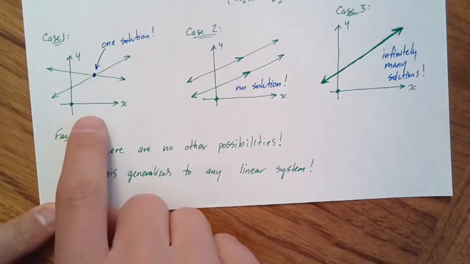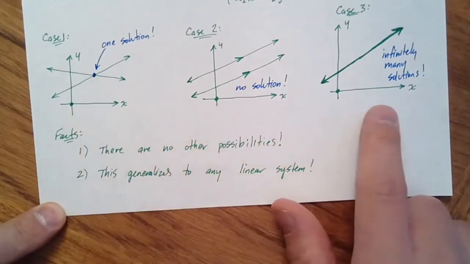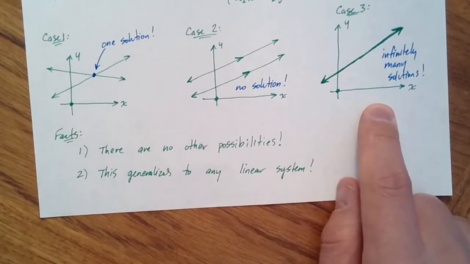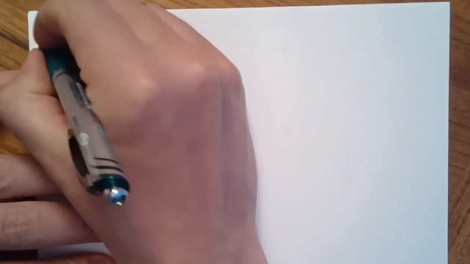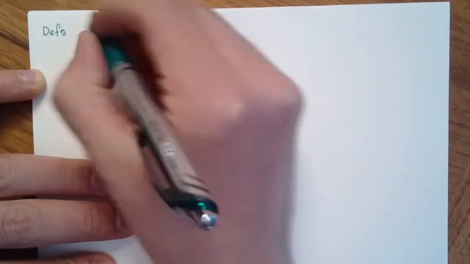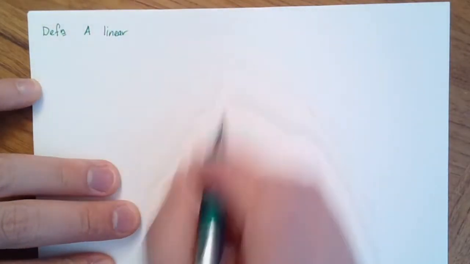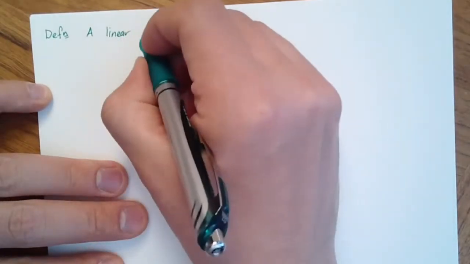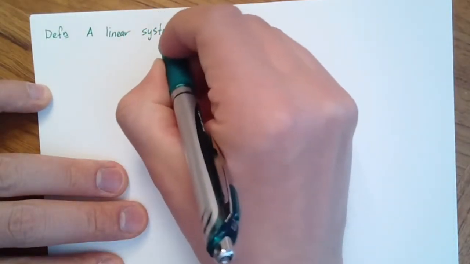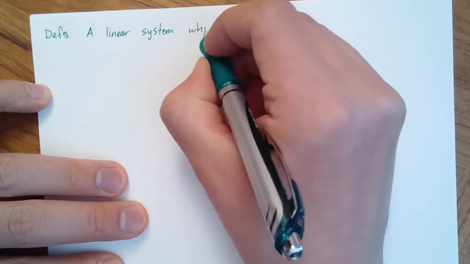And systems that fall into either the first case or the third case over here, they have at least one solution. And we have a name for systems like that. So that's the next definition. A linear system which has at least one solution is said to be consistent.